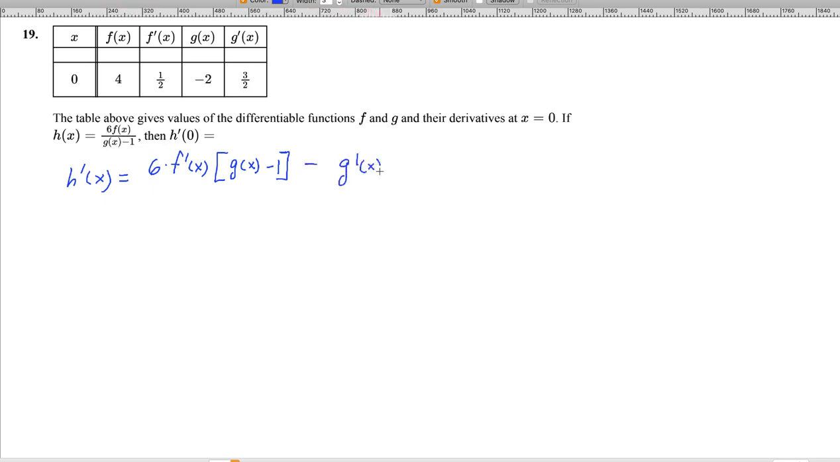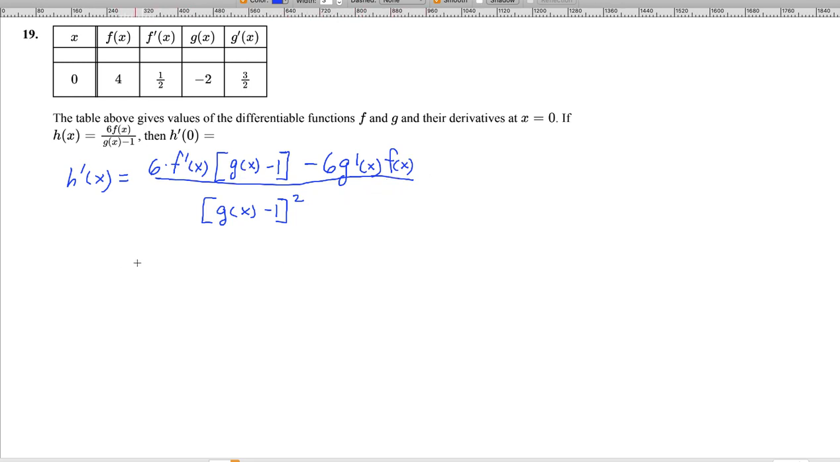If you take the derivative, the derivative of g of x is just g prime of x, the derivative of 1 is 0, times the top function, which is 6 times f of x, over the entire bottom function squared. So g of x minus 1 squared. And this gives you an expression for h prime of x in terms of f prime, g prime, and f.